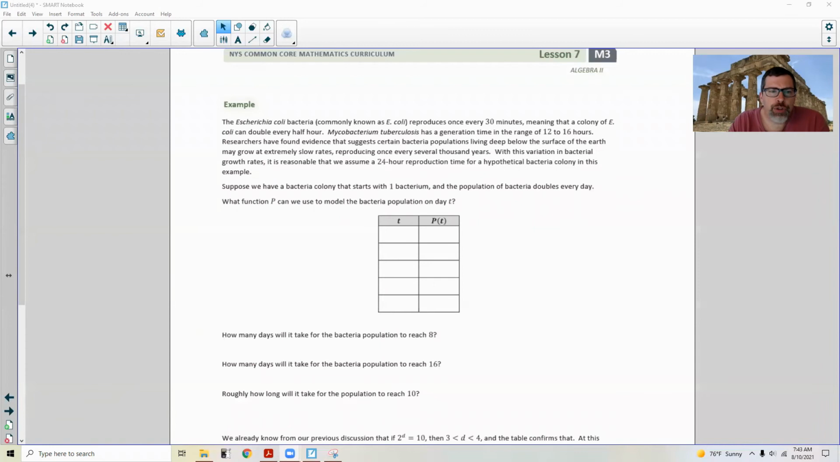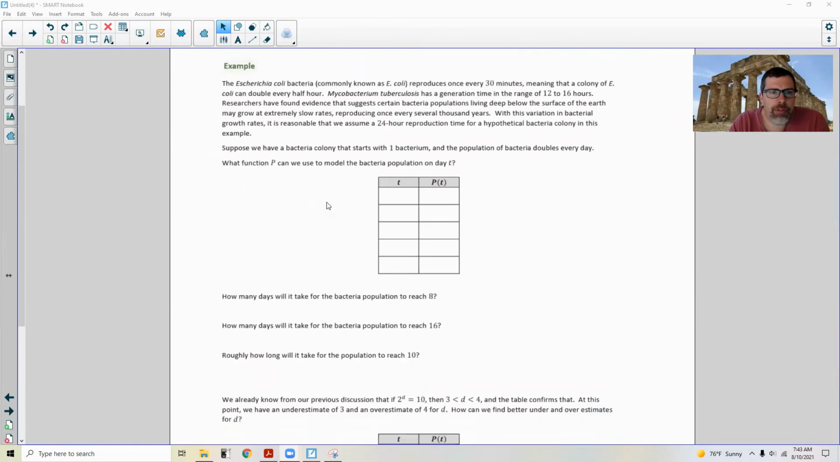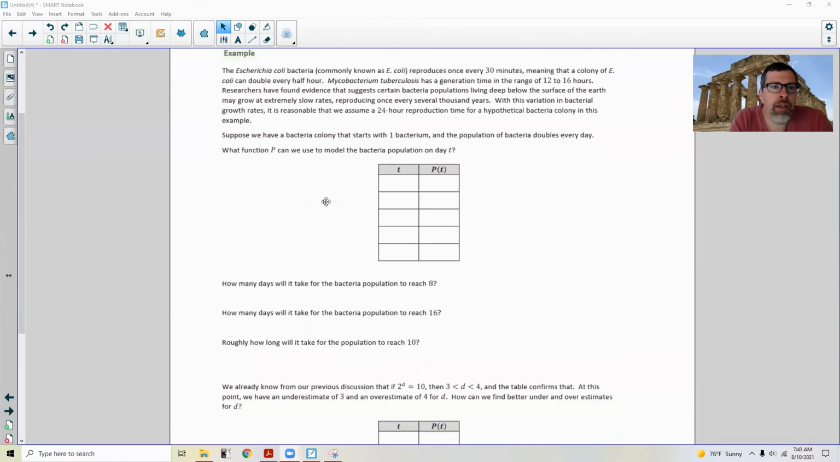Okay, page 2 brings us to example. First example. All right, so it says the Escherichia coli bacteria, commonly known as E. coli, reproduces once every 30 minutes, meaning that a colony of E. coli can double every half hour.